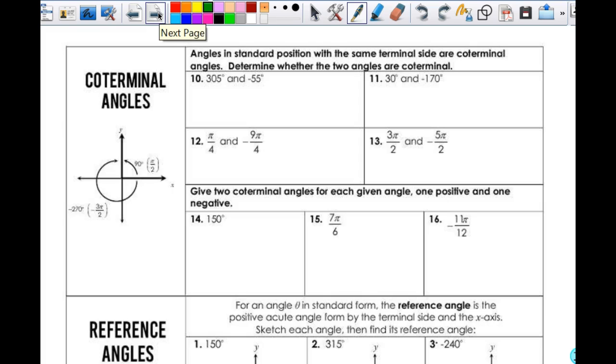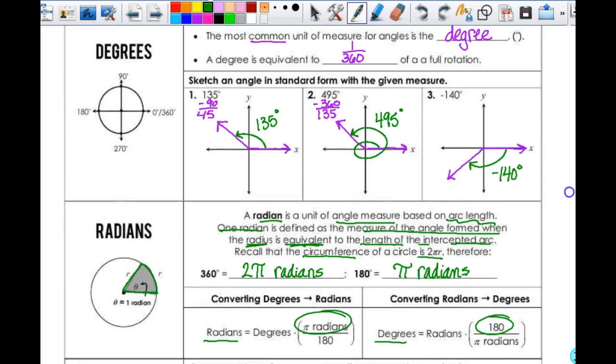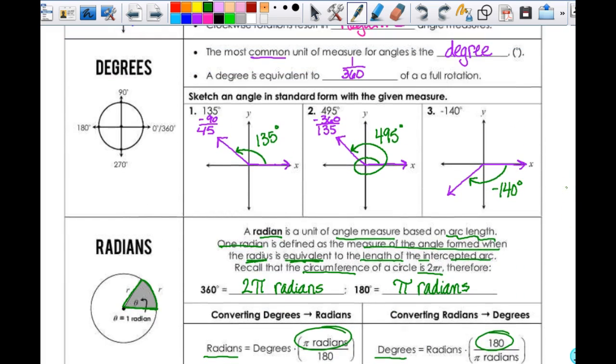All right. So now it says angles in standard position with the same terminal side are coterminal angles. So let's look back at this one that we did. This right here, these two angles, they're clearly different angles, right? They end in the exact same spot. That makes them coterminal angles because you can only go so far and then you just keep spinning.